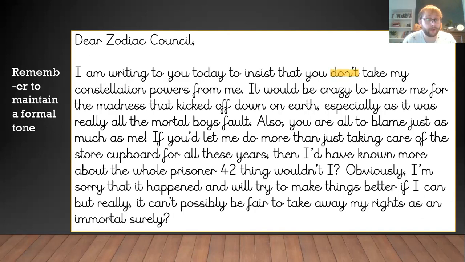Contractions, straight away, first sentence. Don't, should be do not. Crazy, we don't use words like that. We'll look at how we can edit this in a minute. Madness, so the vocabulary, the language that kicked off. Again, that's not formal. You need to think about what language we use.